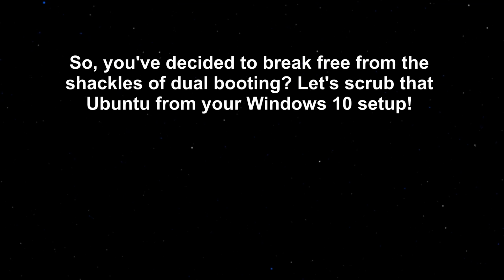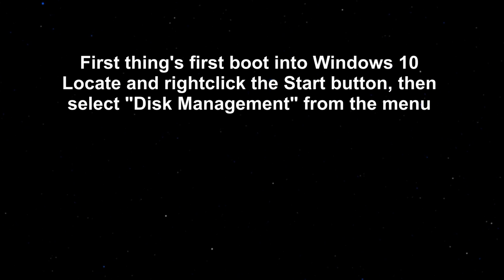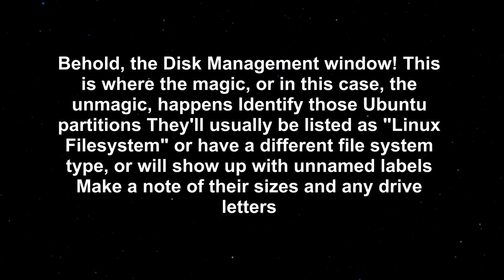So, you've decided to break free from the shackles of dual booting? Let's scrub that Ubuntu from your Windows 10 setup. First things first, boot into Windows 10, locate and right-click the Start button. Then select Disk Management from the menu. Behold, the Disk Management window. This is where the magic, or in this case, the unmagic, happens.